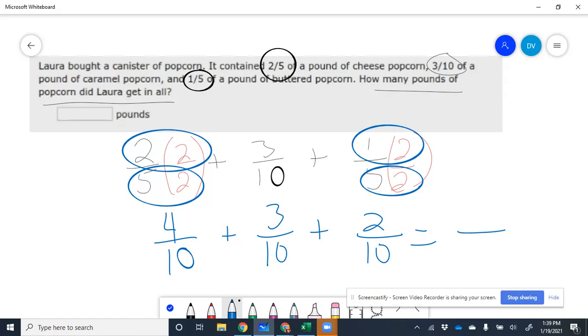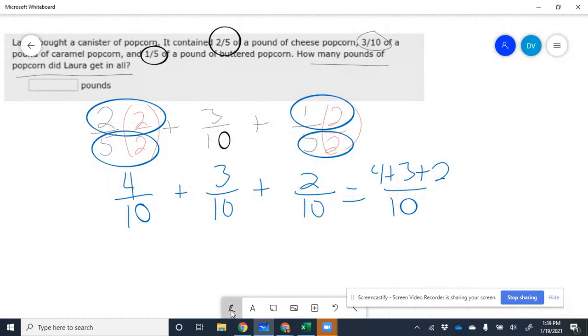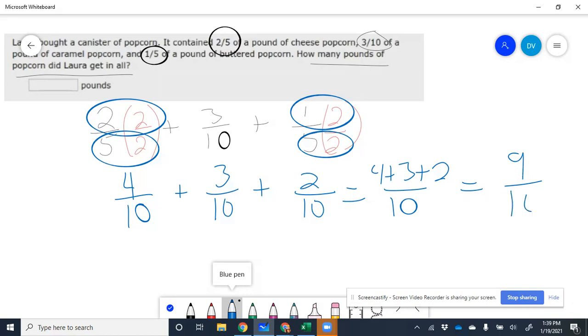Since all of our denominators are 10, that's our common denominator. And we just need to add 4 plus 3 plus 2. What do you get when you add 4 plus 3 plus 2? Wouldn't that be 9? 4 plus 3 is 7, and 7 plus 2 is 9. So our final answer will be 9 over 10. There we go. Okay.